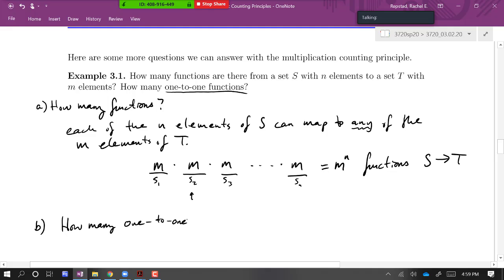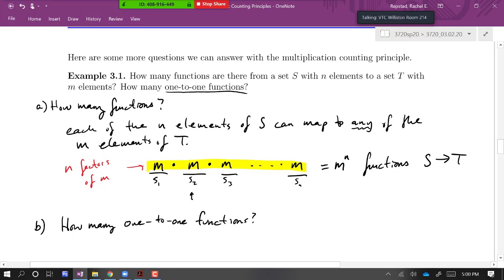Can I just ask you a question real quick? Why is it m to the power of n rather than n times n? In the previous example, it was the set of possibilities times the set of possibilities. Yeah, so that's what we have here. But we're multiplying m by itself n times. Right, like here, we have n factors of m. Okay, so it's my misunderstanding in how the functions are mapping to each other. Okay, I understand.